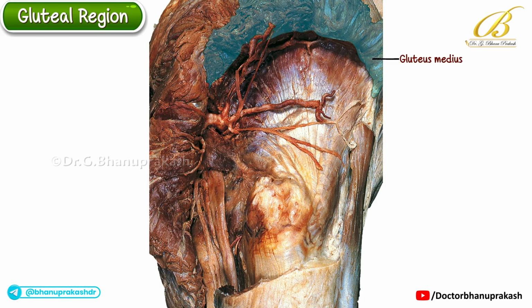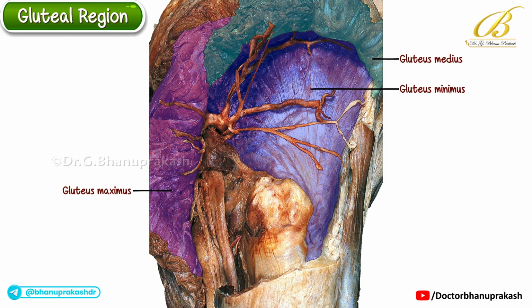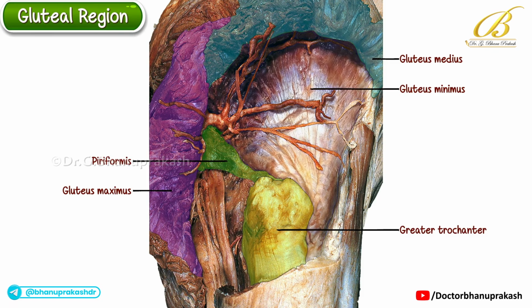In this image, we can appreciate the reflected gluteus medius, along with the reflected part of the gluteus maximus. The fan-shaped muscle visible here is the gluteus minimus, which converges toward the greater trochanter. The piriformis muscle is also seen attaching to the greater trochanter. Between the gluteus minimus and the piriformis lie important neurovascular structures.